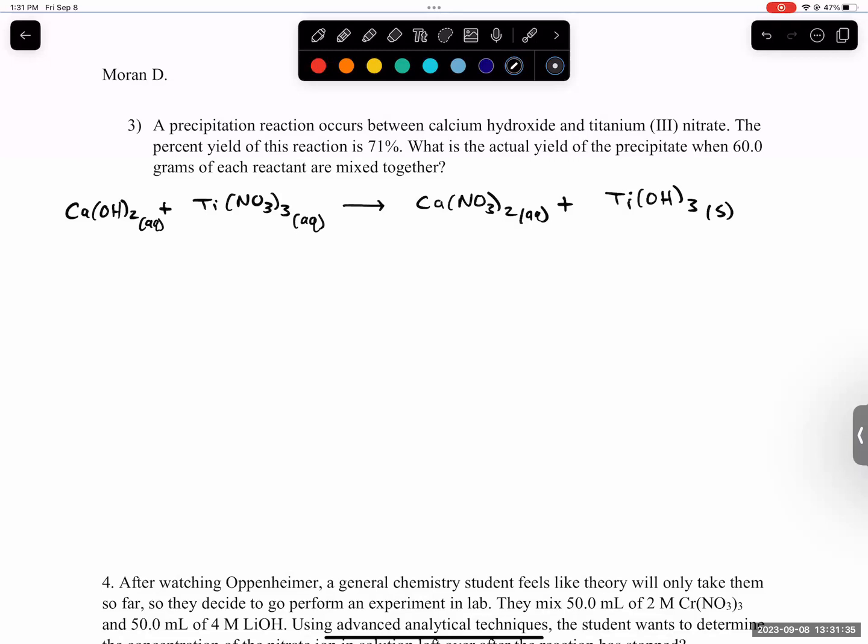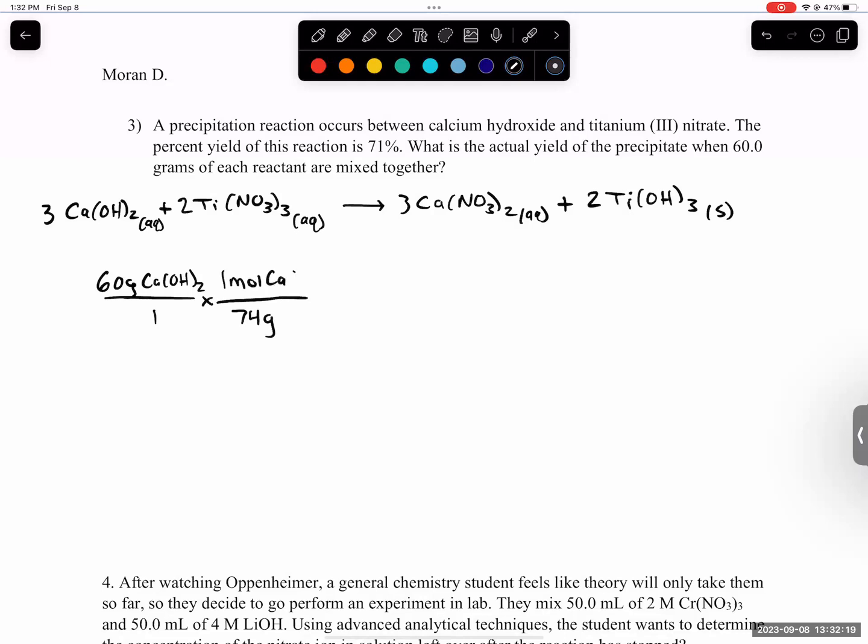All right. So how did you balance this? Or how did anyone balance this? Our reactants and products are in the same line, in the same order. Cool. Next, what did we do? Or what did y'all do? Yeah, definitely. We need to find the limiting reactant. So let's just start with 60 grams of calcium hydroxide. The molar mass of that? 74. Sounds good to me.